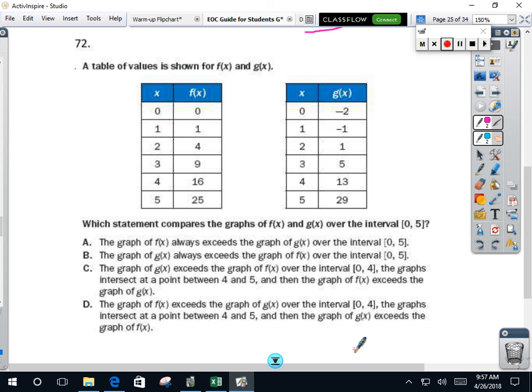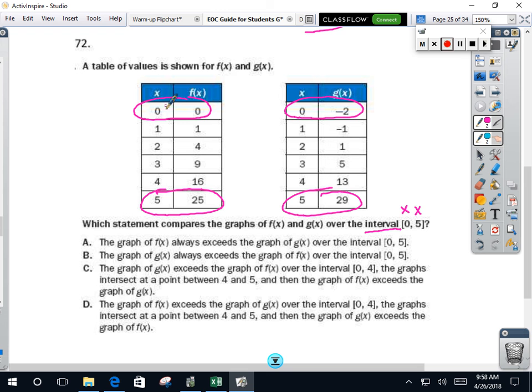Remind me again what interval means? X values. So 0 is an x value, and so is 5. So I only care about those x values, which would be this point of this one and this one of that one. Those have the x values of 0, and then 5. Okay? The graph of f of x, which is the one on the left, always exceeds the graph of g of x over the interval 0 to 5.